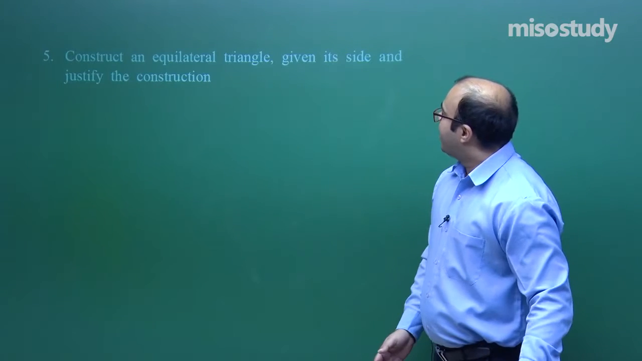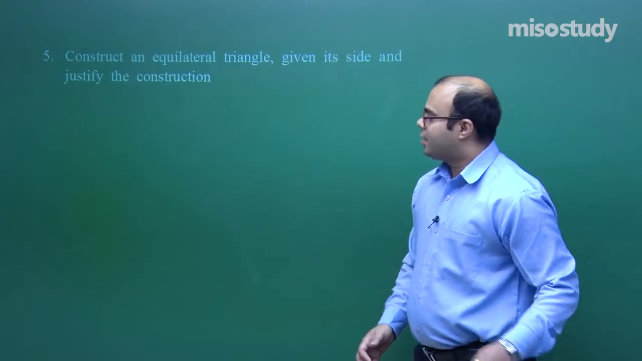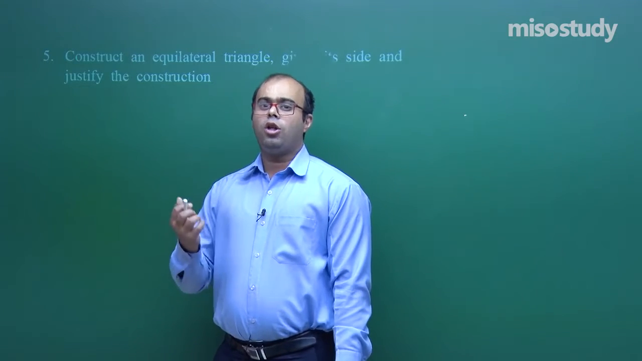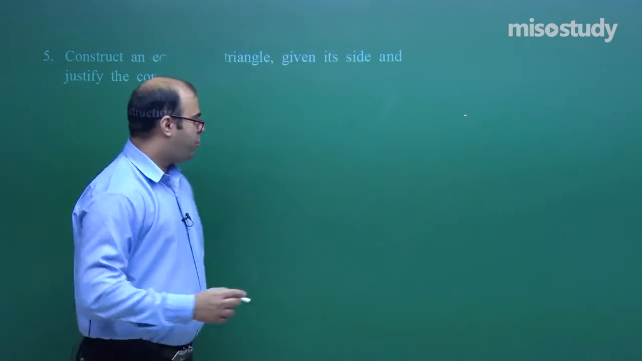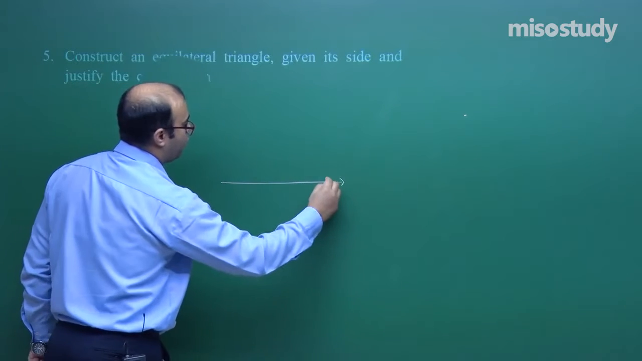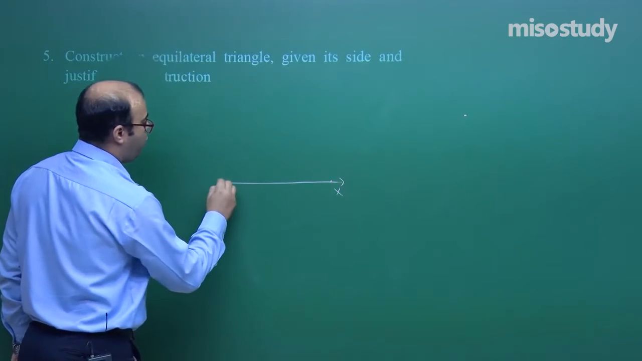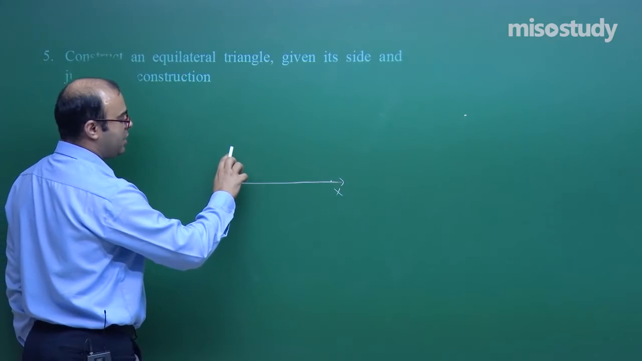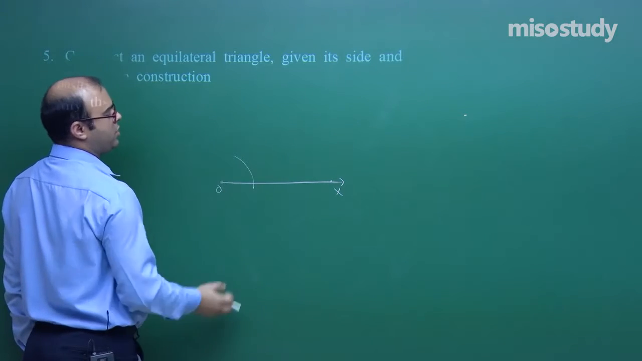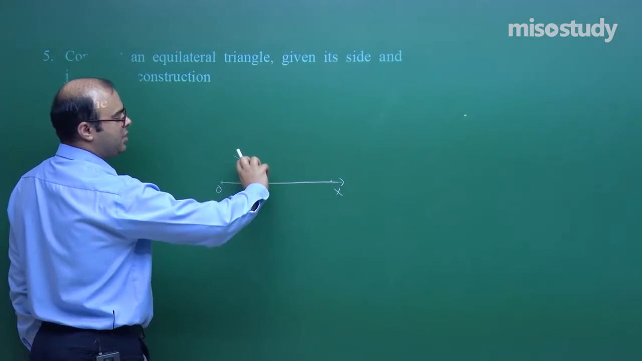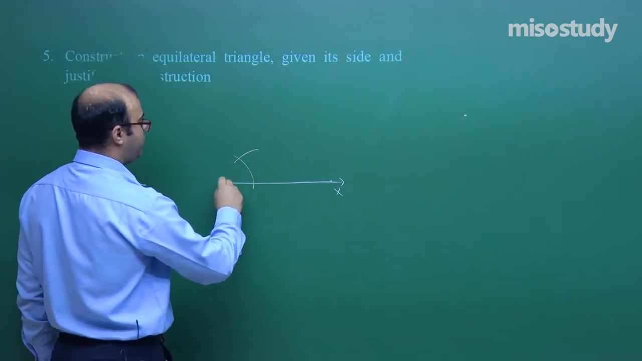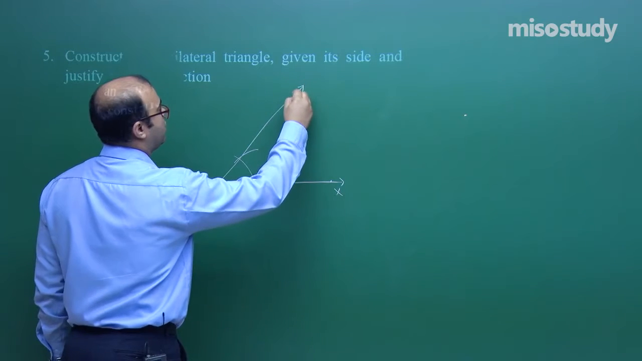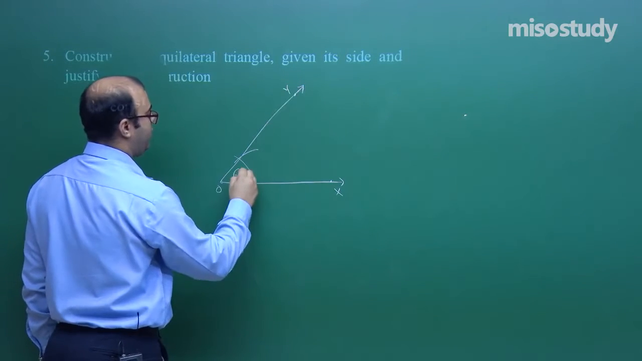Construct an equilateral triangle given its side and justify the construction. So what do you mean by an equilateral triangle? We mean all the angles are 60 degree. So first of all, let us take a ray OX and from O make a 60 degree angle. We know 60 degree, how do we make? This as the center and some radius, we draw this. Again with the same radius and this as the center, draw another arc. This will come out to be 60 degree. Now after drawing, suppose OY ray, this is 60 degree.